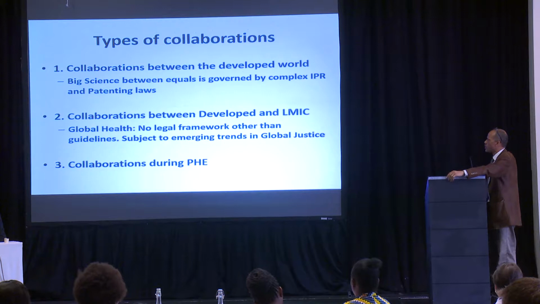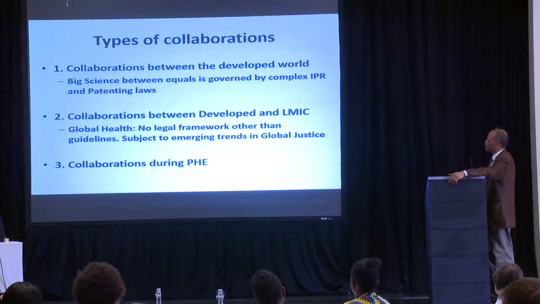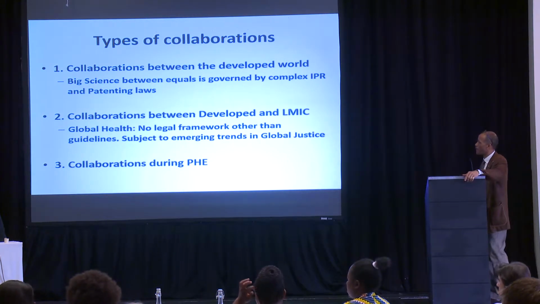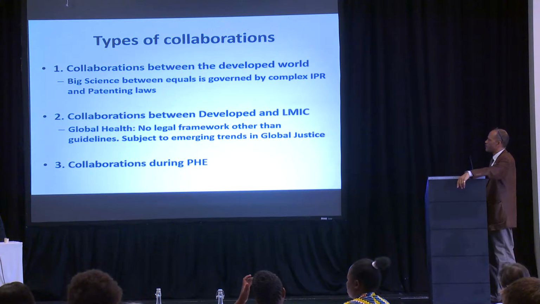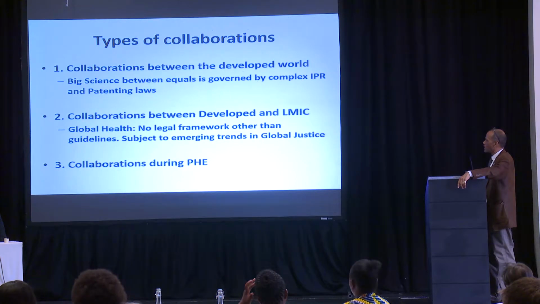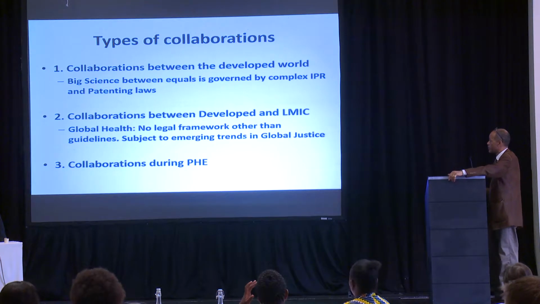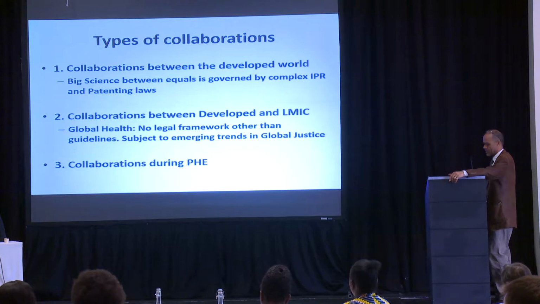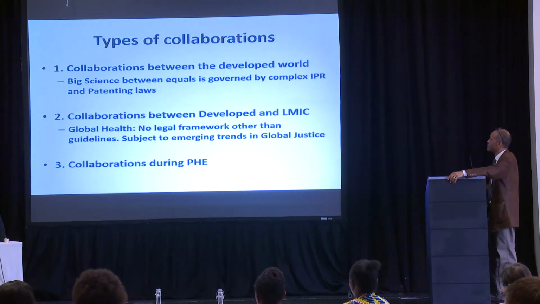So what types of collaborations are there? The first type is the collaboration between developed world countries. Big science, equal between equals, is governed by complex intellectual property rights and patenting laws. We don't get involved in this in Africa. The next line is collaboration between the developed world and us. Global health, no legal framework other than guidelines. It's subject to emerging trends in global justice. And then we can talk about collaborations that exist during public health emergencies.